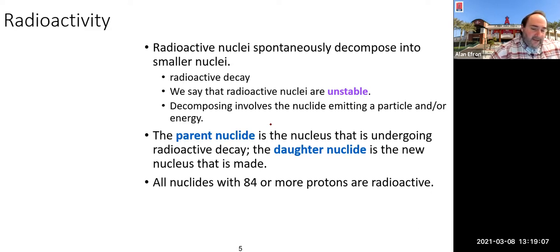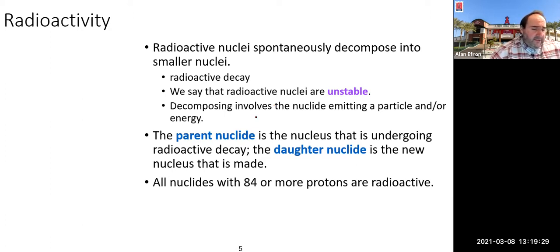When something does go through this radioactive decay, where it starts in terms of that nucleus is sometimes referred to as the parent nuclide, and whatever forms as a result of that radioactive decay is what is sometimes referred to as the daughter nuclide.